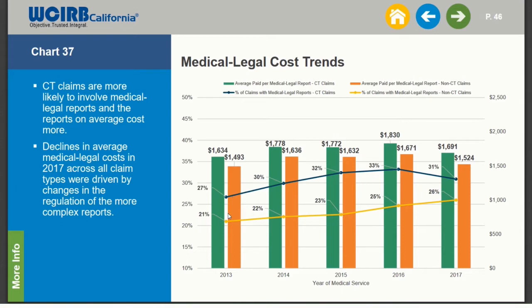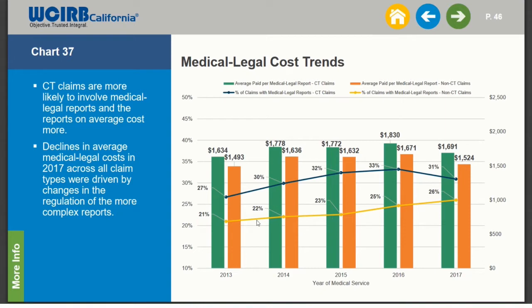So that may not come as such a surprise to you, but what is a surprise are these lines right here, the blue line and the orange line, and what those depict is the percentage of claims that require medical legal reports, comparing cumulative trauma injury claims in blue here compared to the percentage of claims that require medical legal evaluations for non-cumulative trauma claims with the yellow line in here.